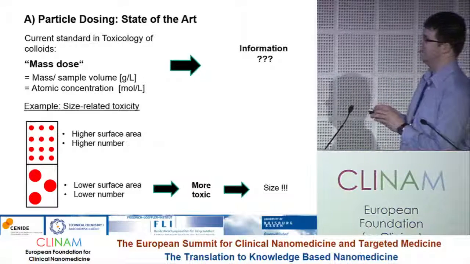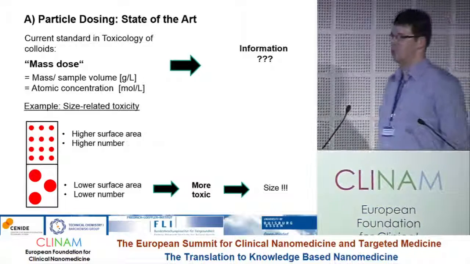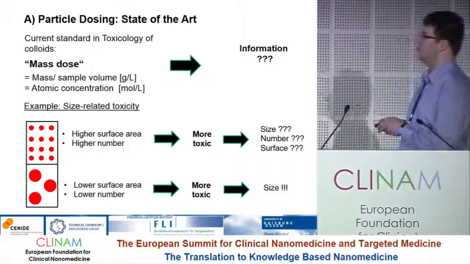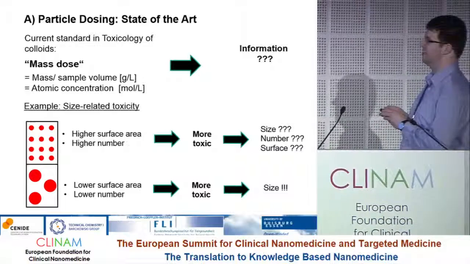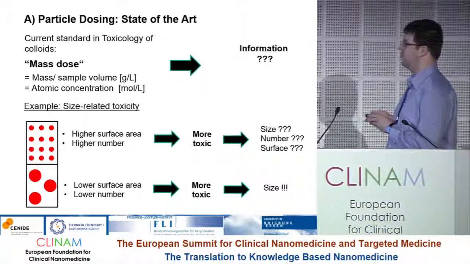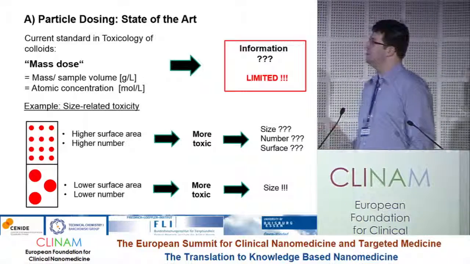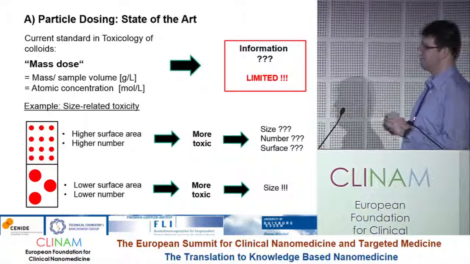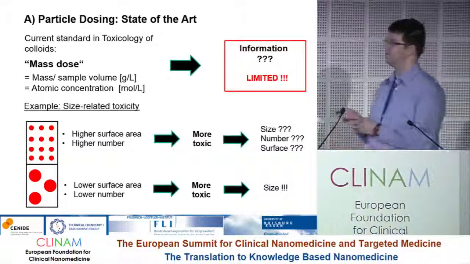However, what if we find that the smaller particles are more toxic? Actually, we do not know anything, because it can be attributed either to the size, to the number of the particles, or to the surface area. So apparently the informative value of mass doses in nanotoxicology seems to be limited.